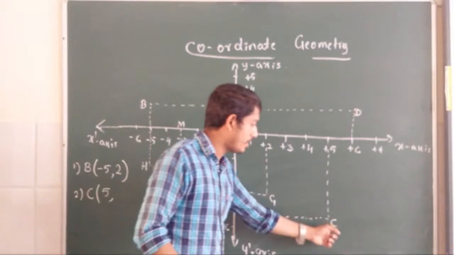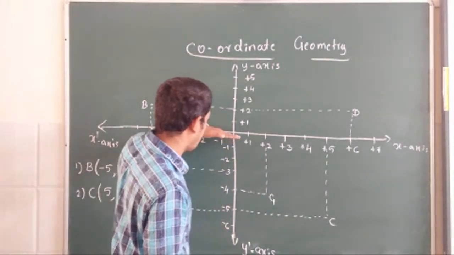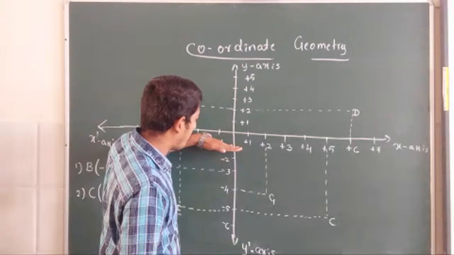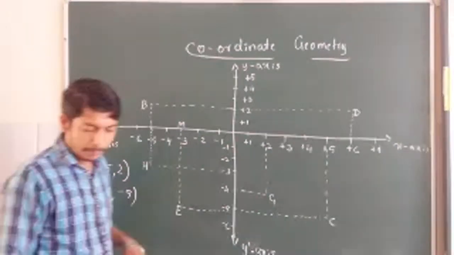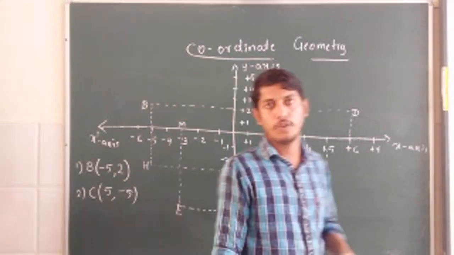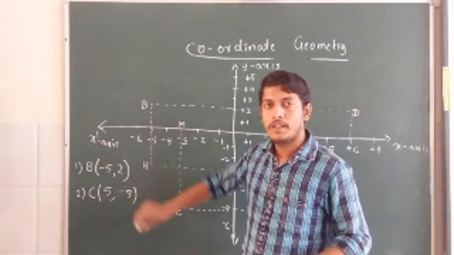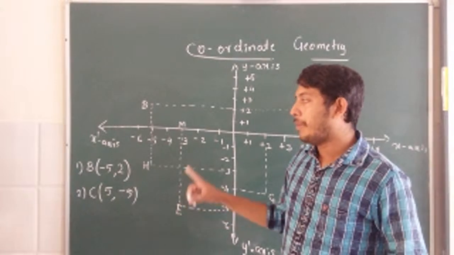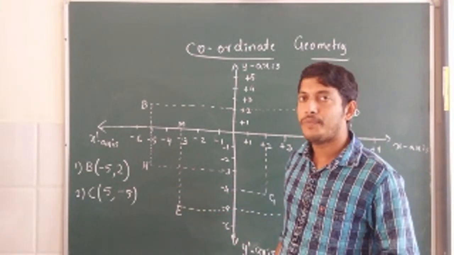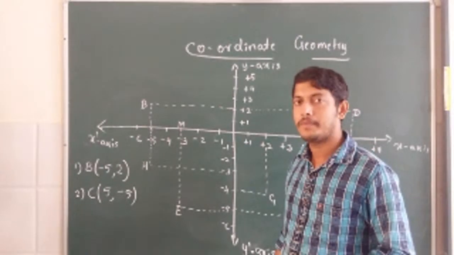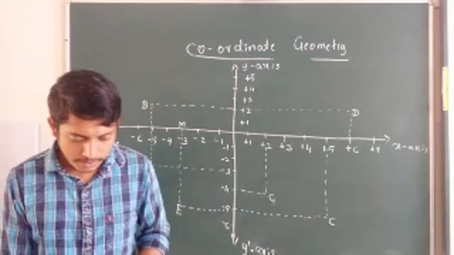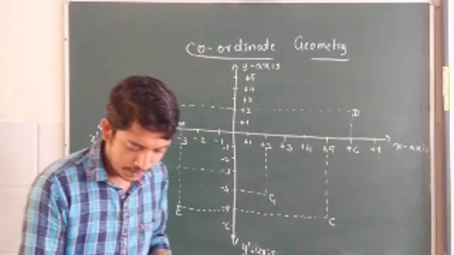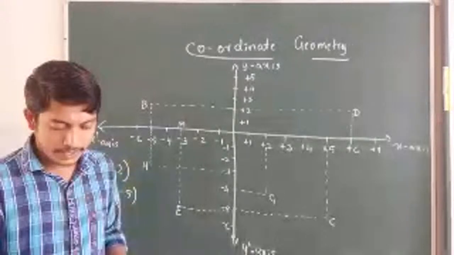Point C is here. From the origin, how much distance did it travel? Minus 1, minus 2, minus 3, minus 4, minus 5. So the coordinates of point C are 5 comma minus 5. The coordinates of point B are minus 5 comma 2 and the coordinates of point C are 5 comma minus 5. Just verify with your answer. And the third one: the point identified by the coordinates minus 3 comma minus 5.